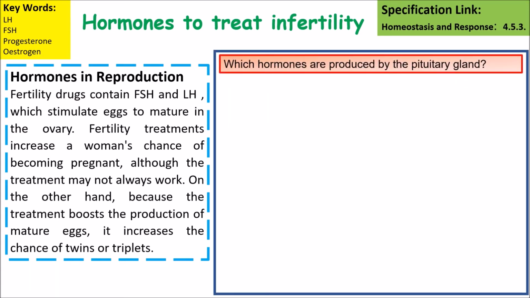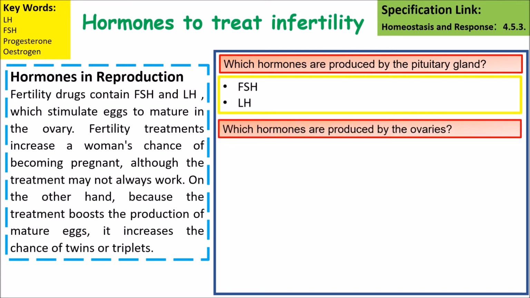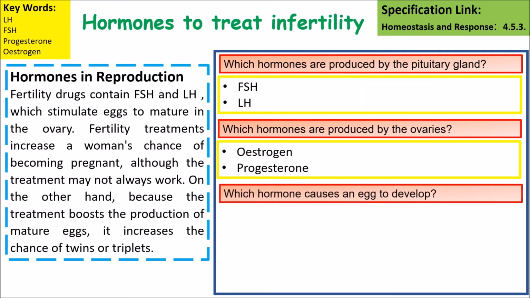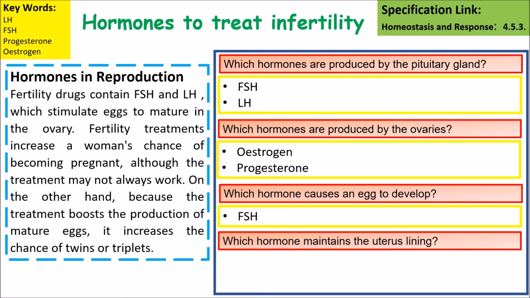So, if we just think about which hormones are produced by the pituitary gland, it would be FSH and LH. Which hormones are produced by the ovaries? Estrogen and progesterone. Which hormone causes an egg to develop? It would be FSH. And which hormone maintains the uterus lining? Remember, it's progesterone.